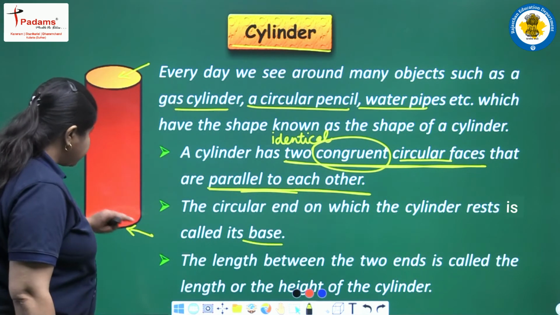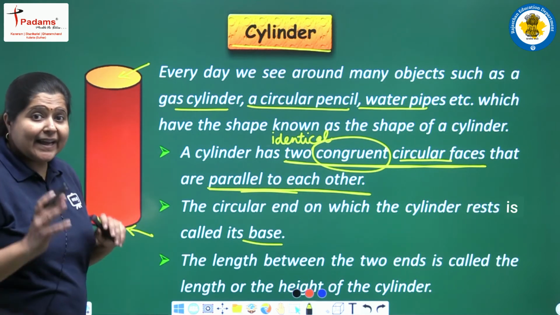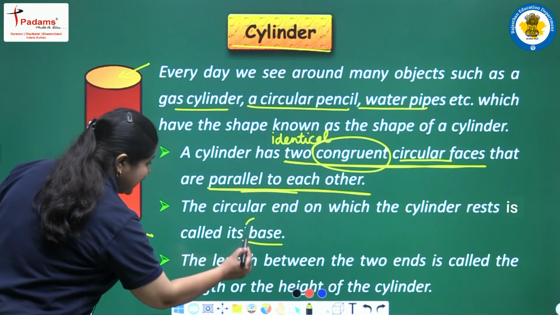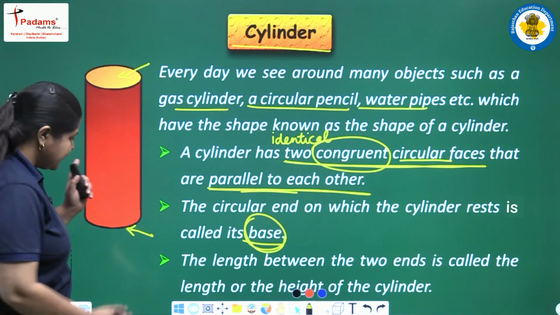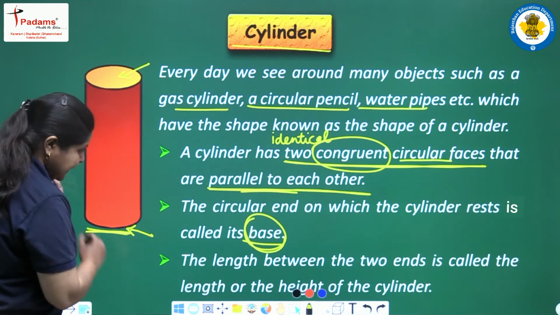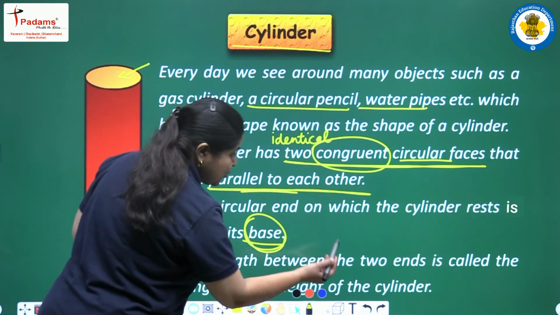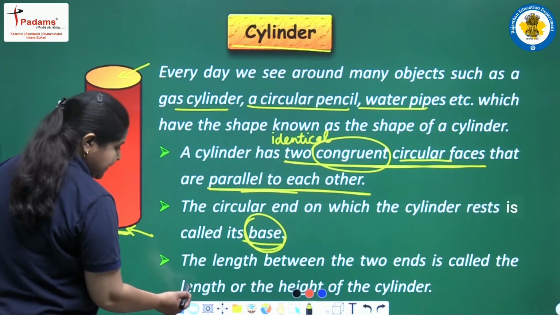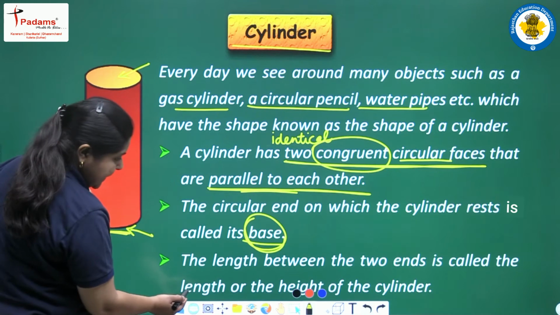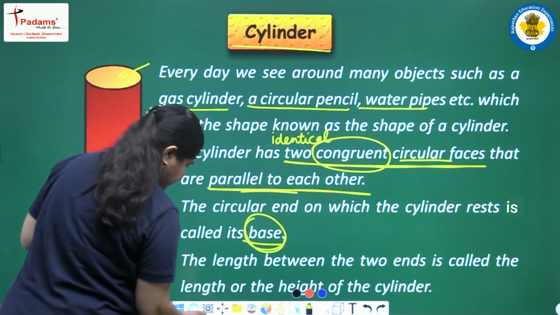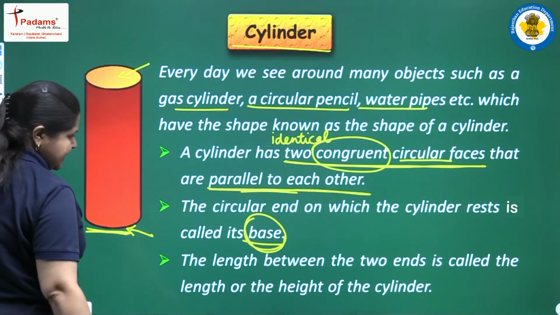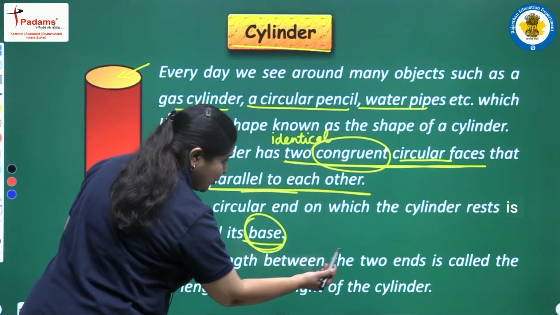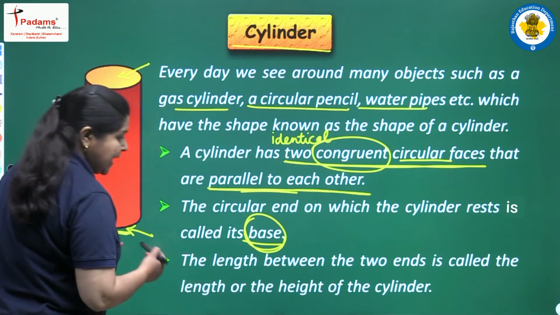देन द सर्कुलर एंड ऑन विच द सिलेंडर रेस्ट्स इज कॉल्ड इट्स बेस। जिस फेस पर ये सिलेंडर रेस्ट करता है उसे हम कहते हैं बेस। गेटिंग इट? दिस इज कॉल्ड द बेस ऑफ द सिलेंडर, दिस वन जिस पर ये रेस्ट कर रहा है। द लेंथ बिटवीन द टू एंड्स इज कॉल्ड द length or the height of the cylinder. Let me take it here so that you can visualize. The length between the two ends is called the length or the height of the cylinder.